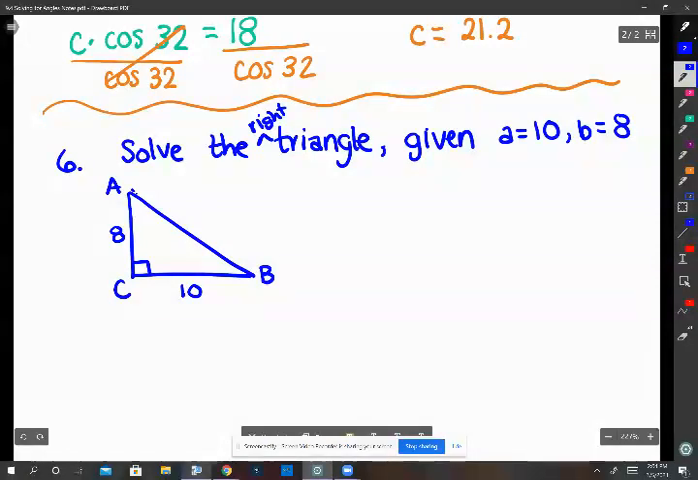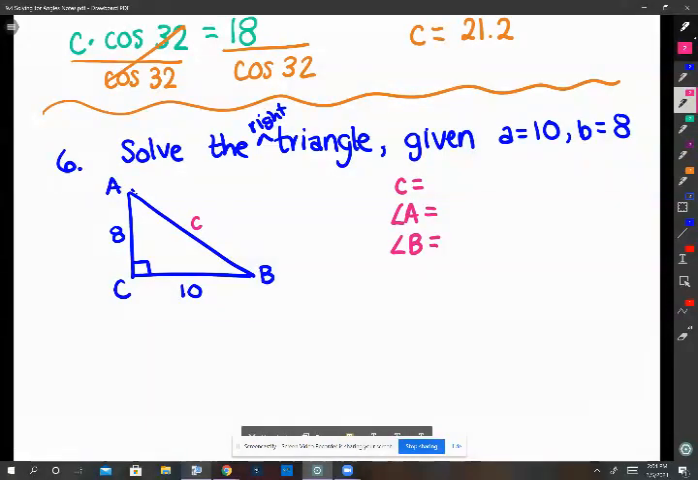And so now when I look at that, I am looking for the missing pieces. So think about what I don't know. I don't know little c, so that's something I need to know. And I don't know angle A, and I don't know angle B. So those are the pieces that are missing. So notice again how I have 3 pieces, and I'm going to find the other 3.